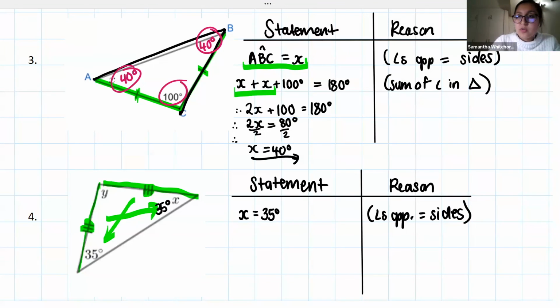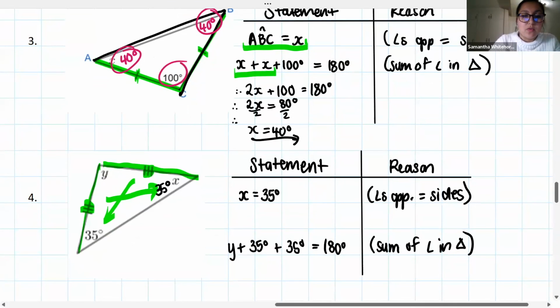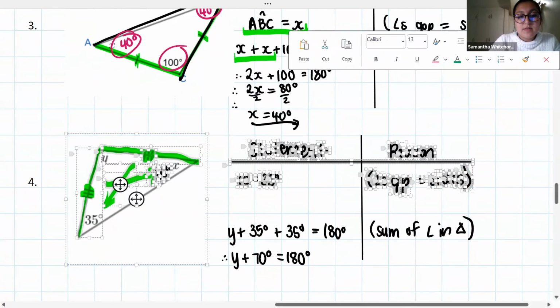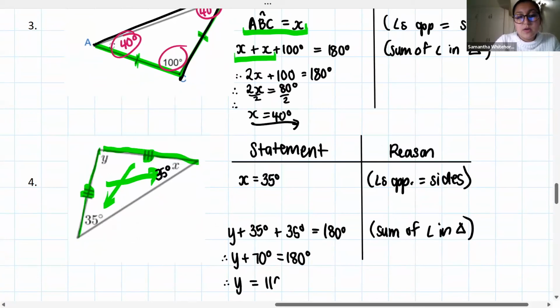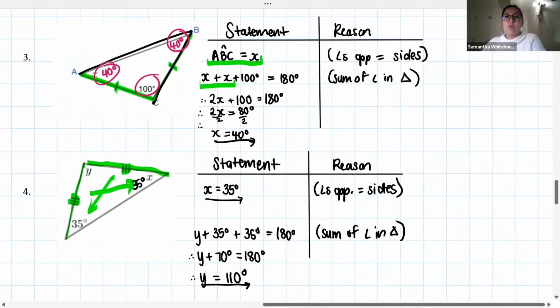Once we have x, we've got 2 of our 3 angles of our triangle. So y plus 35 plus 35 is equal to 180 because of sum of angles in triangle. And I can solve for y. So 35 plus 35 is 70. So y plus 70 equals 180. I'm going to subtract 70 on both sides. So y is equal to 110 degrees. And so in question 4, I got both x and y.